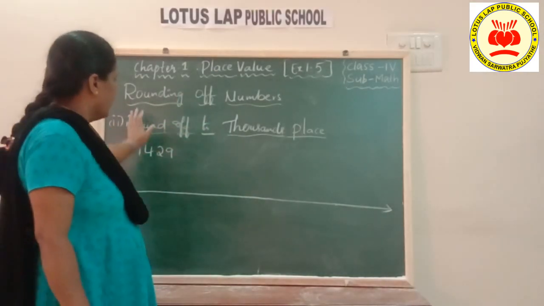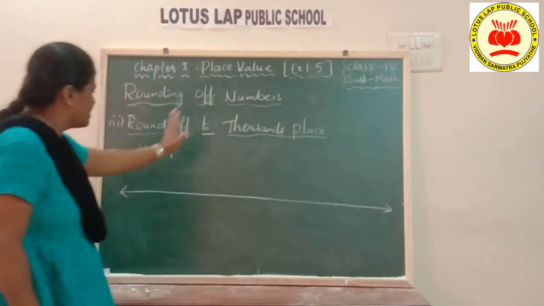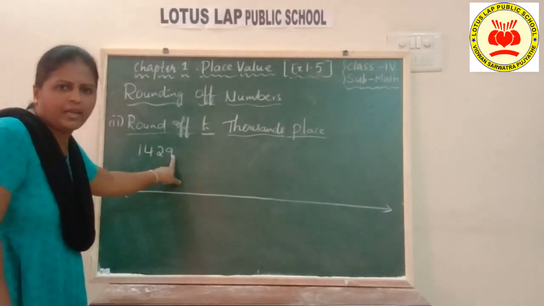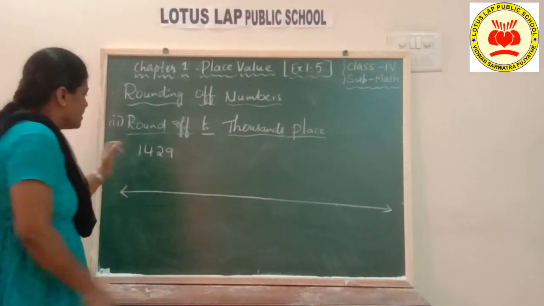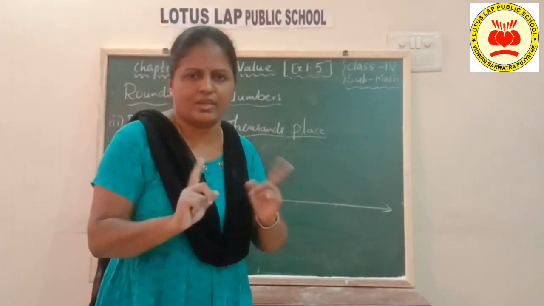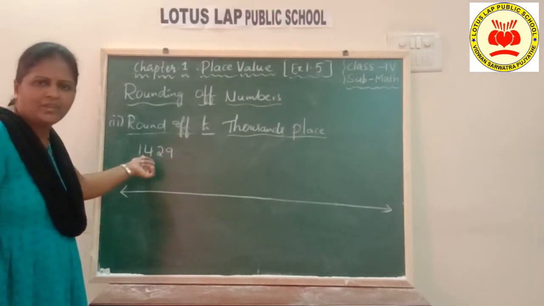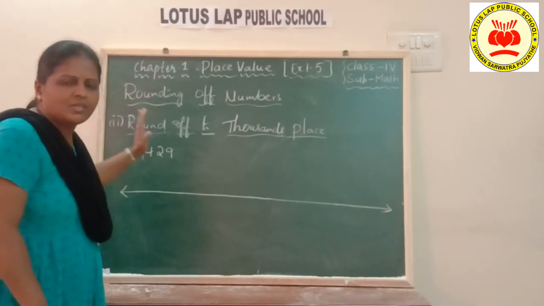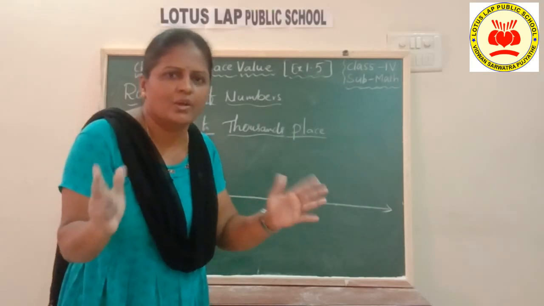Okay, children. So the next one is rounding off to thousands place. What example have we taken here? 1429. Because we are rounding off to thousands place, find out which two thousands 1429 lies between. It is 1000 and above. So it lies between 1000 and 2000, children. It is more than 1000 now. So the two extremes I should take are 1000 and 2000.